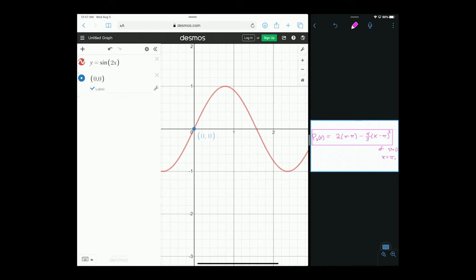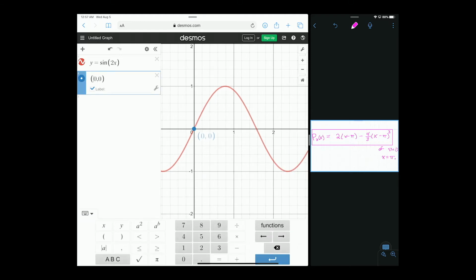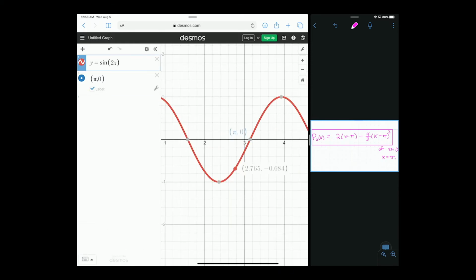Neat. All right, and the point we're doing this at is pi, I believe. Pi, where's that? Oh, over there. All right, so there's pi 0. So this is where we're centered at. And then what we want to try to do is plot this P3.